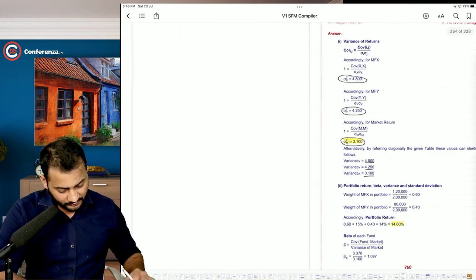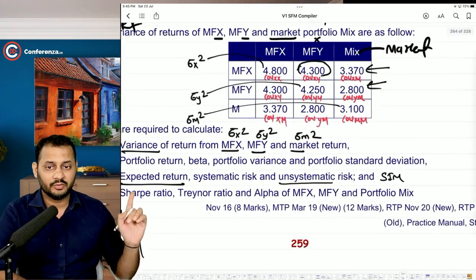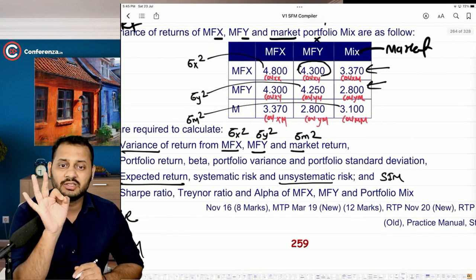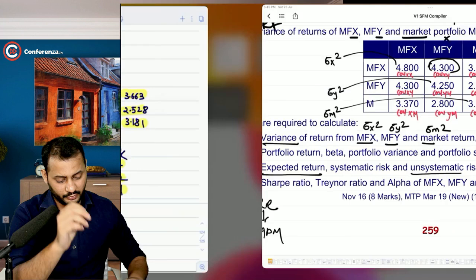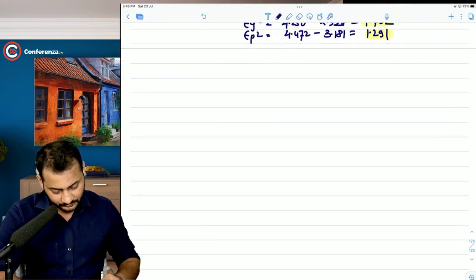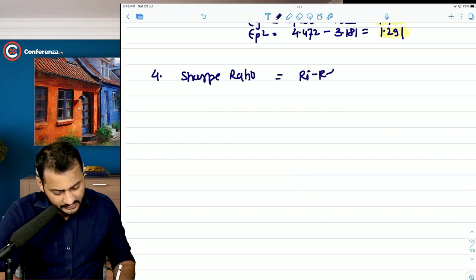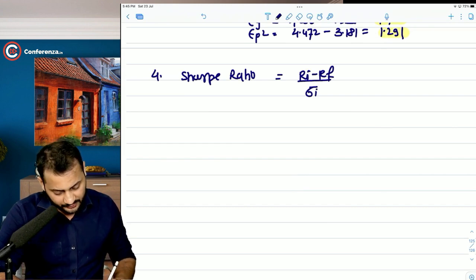Now the last part of this question asks us to calculate the Sharpe ratio, Treynor ratio and Jensen's alpha for all the 3 investments X, Y and portfolio. Let's find out fast. Fourth part, Sharpe's ratio. What is the formula for Sharpe ratio? Ri minus Rf divided by standard deviation of i. So Sharpe ratio for X, Sharpe ratio for Y and Sharpe ratio for portfolio.